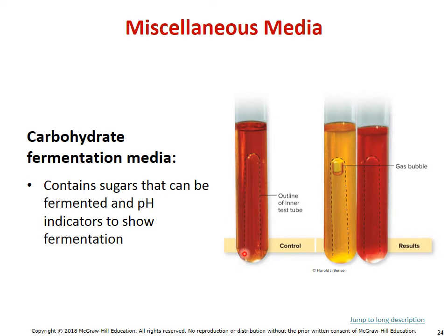Another thing to point out here is notice that there's a tiny little upside down test tube inside of here. We call this a Durham tube. And the reason it's upside down is so that it can capture gas, because there's another product of fermentation that is gas. And so we can look for the production of acid and gas with this particular test.